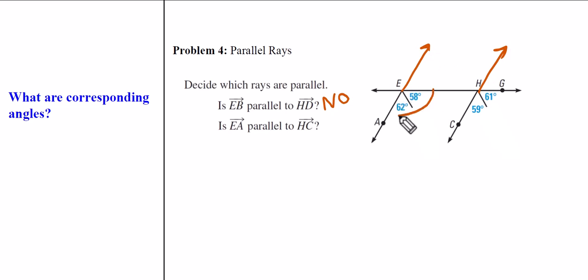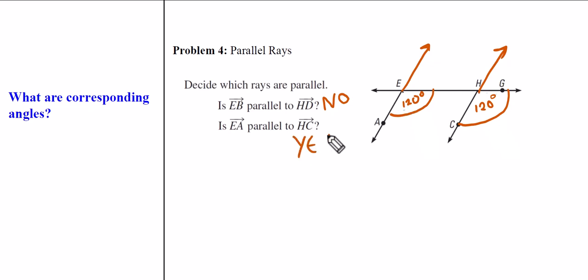What is the measurement of this angle right here? Well, by the angle addition postulate, these two angles would add up, and that equals 120. And if we look over here and add up these two angles, we also get 120 degrees. Interesting. So these are corresponding angles, and they happen to be congruent. So for ray EA and HC, the corresponding angles converse theorem states that if the corresponding angles are congruent, then the lines are parallel.